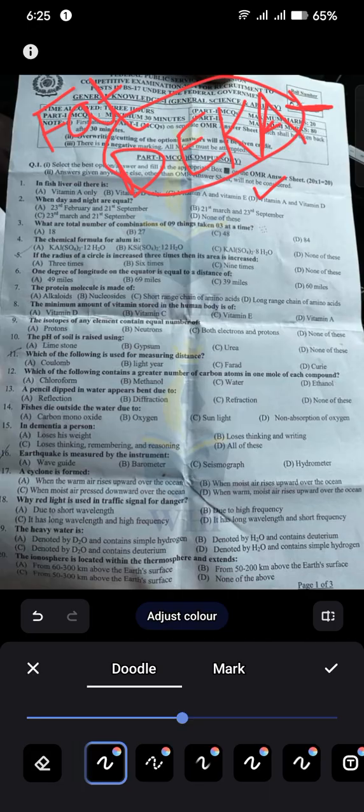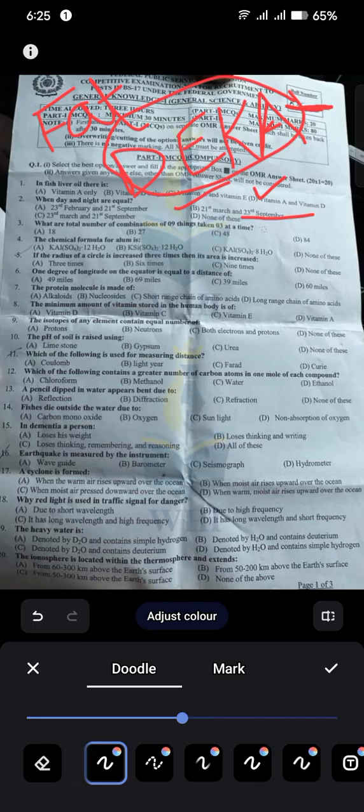So fat soluble vitamins are present in all types of fats, fatty things, or we can say the liver oil, fish liver oil, or other fats like butter. So when day and night are equal, that is on 20th March and 23rd December. Both are the times when equal day and night happens.